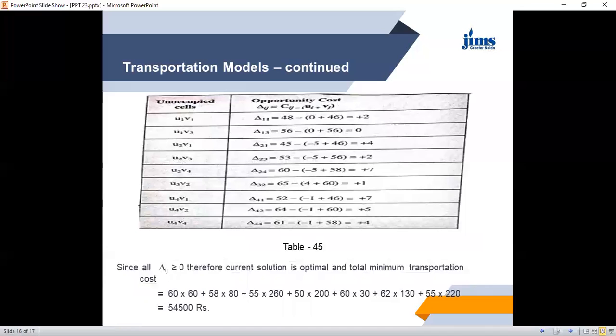So in the next class, we shall discuss some more cases, degenerate solutions, maximization problem, etc. So we end this session here.